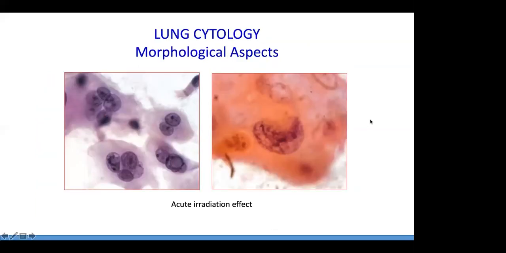After chemotherapy or radiotherapy, especially, the cells can be atypical, can be bigger, larger, the nucleoli are very large, the cytoplasm is also very large, and you have the clinical history that the patient had previous treatment. And multinucleation can appear in these patients, including intranuclear pseudo-inclusions, as you can see here.